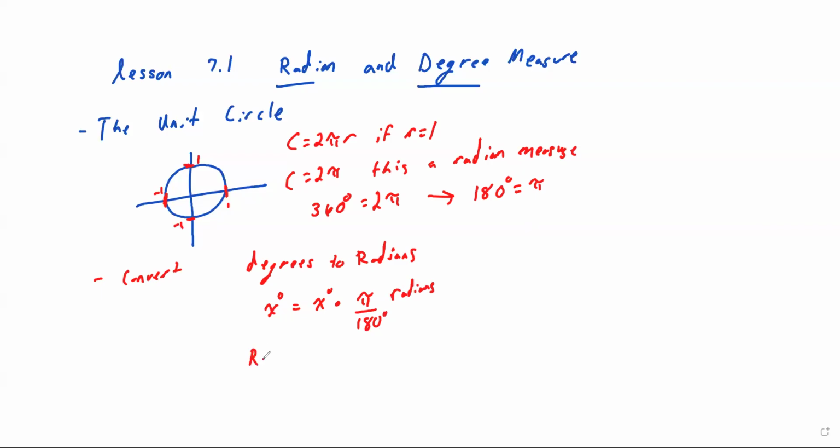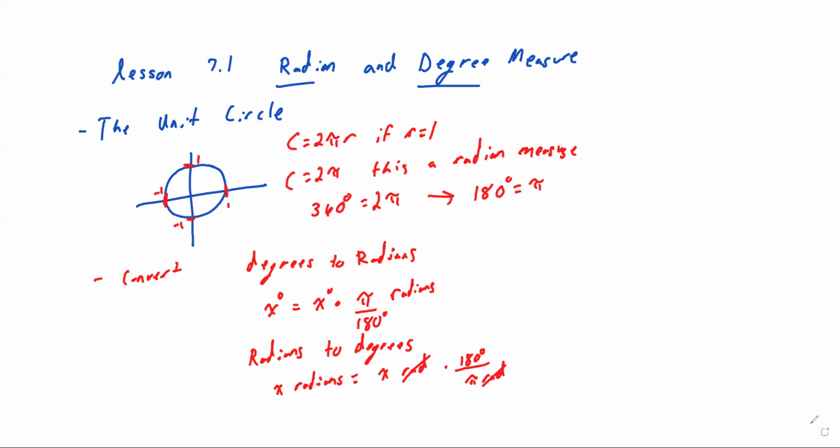You also need to be able to go from radians to degrees. If I have x radians, and we'll just call it RAD for radians, I would then need to multiply it by 180 degrees over pi radians. What happens is the radians would cancel and it would leave me with an answer of degrees. So degrees to radians, pi over 180. Radians to degrees, 180 over pi.